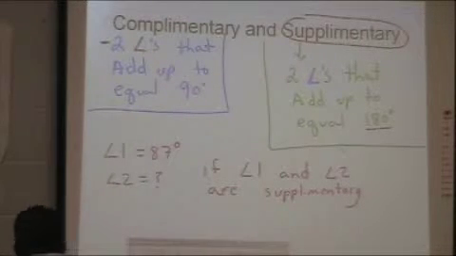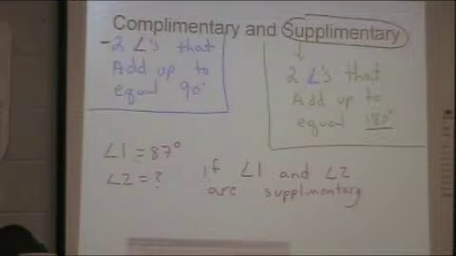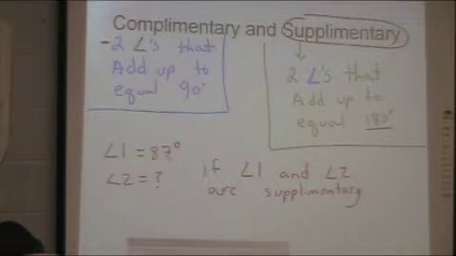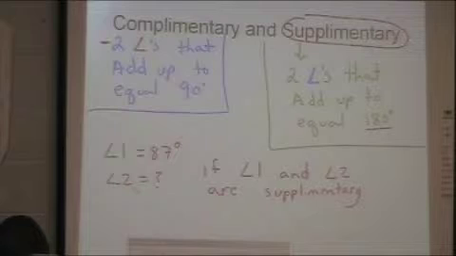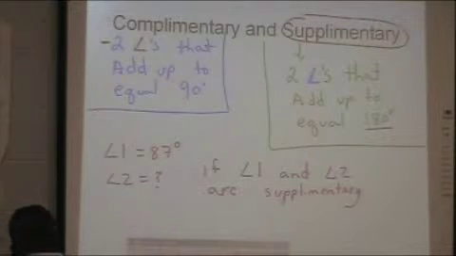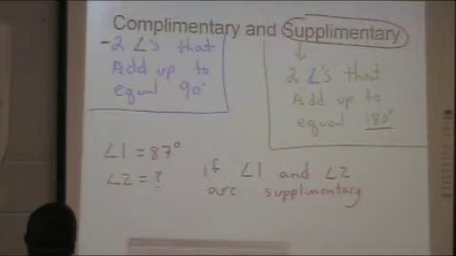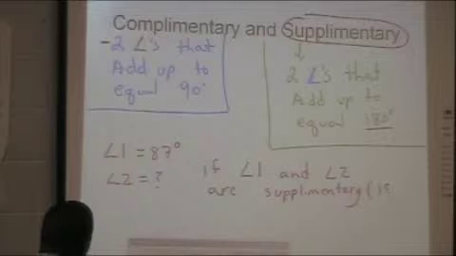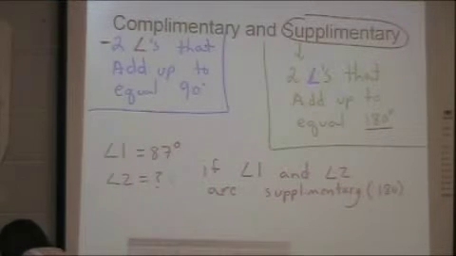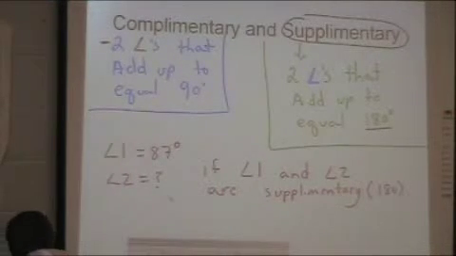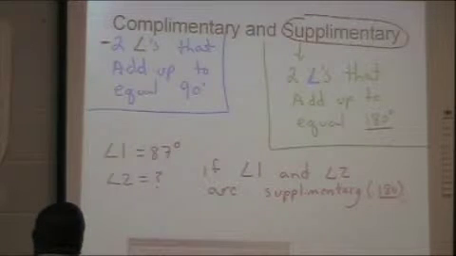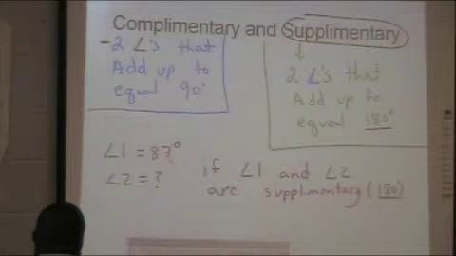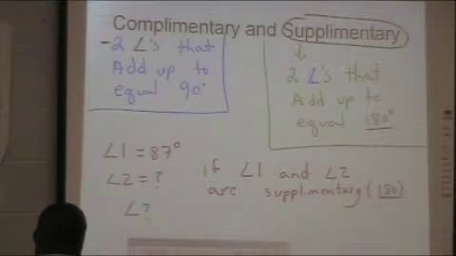Now, right here I have an example. Angle 1 is 87 degrees. What is angle 2 for angle 1 and angle 2 to be supplementary? That means angle 1 plus angle 2 has to equal how much? 180, because supplementary means 180. So what does angle 2 have to be? Well, if you know the total has to be 180, just take 180 minus 87, and what will angle 2 equal?